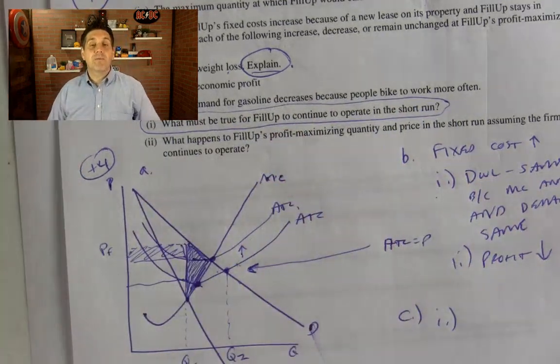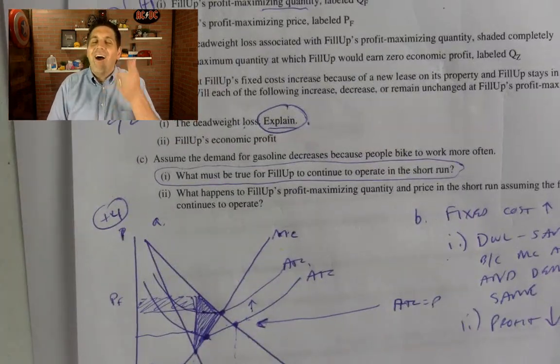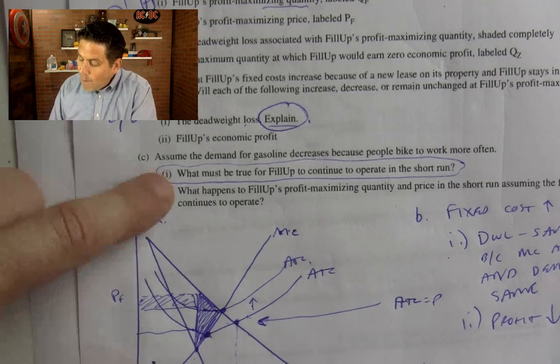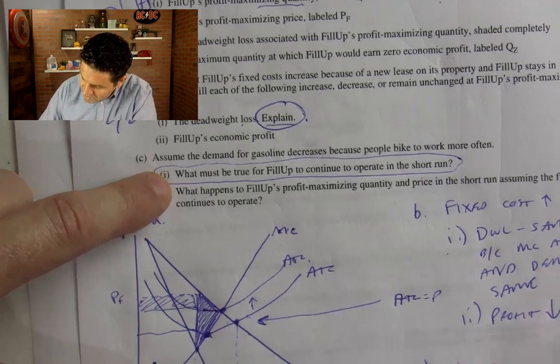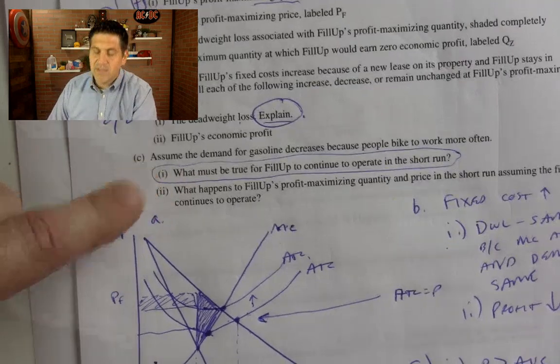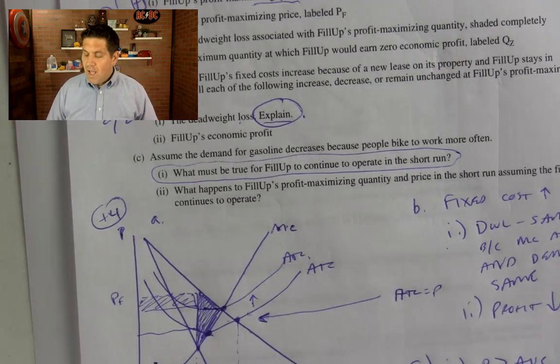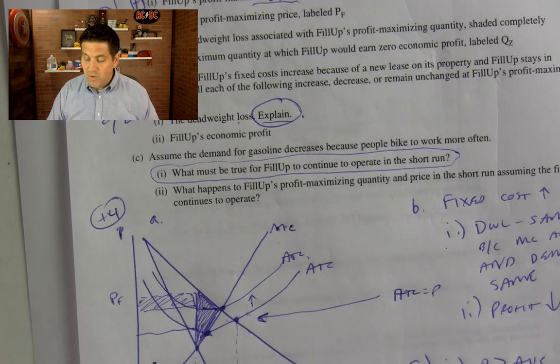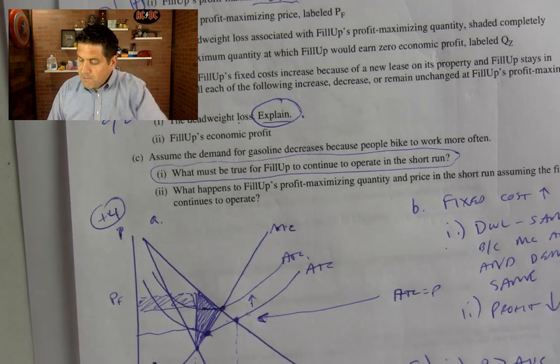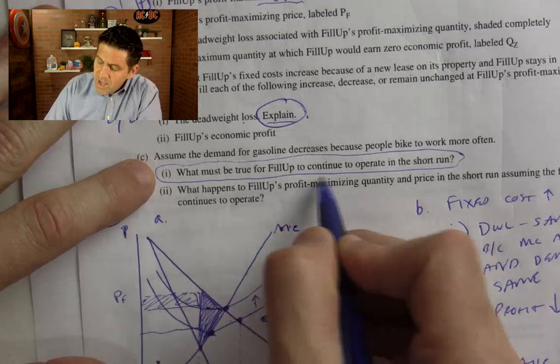Now, if you know your concepts well enough, when you see a question like this, you know what it's asking. What must be true? Well, the price must be above the average variable cost. In other words, the firm shouldn't be shutting down. This is a shutdown question. I covered shutdown in the last practice video for Unit 3. What must be true if they're going to continue to produce?